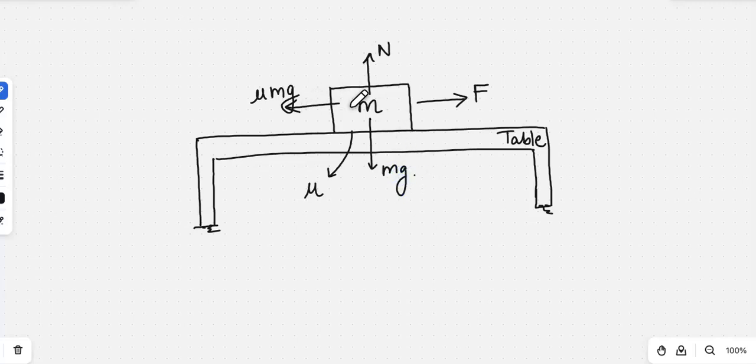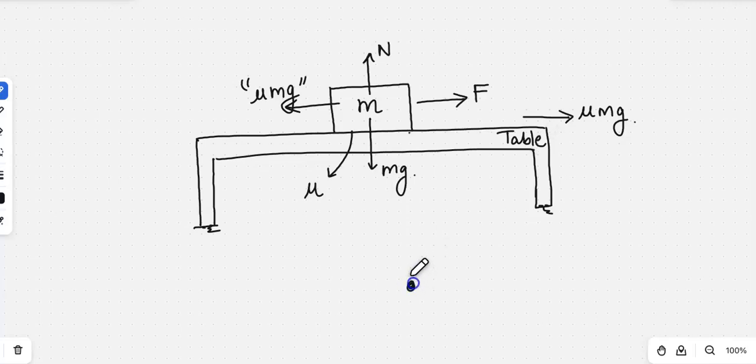Now since the frictional force experienced by this block is mu mg, the frictional force on the table by this small m block will be again the same but in the opposite direction. It goes according to Newton's third law of motion, right? Every action has an equal and opposite reaction. Now the table is not moving, right?